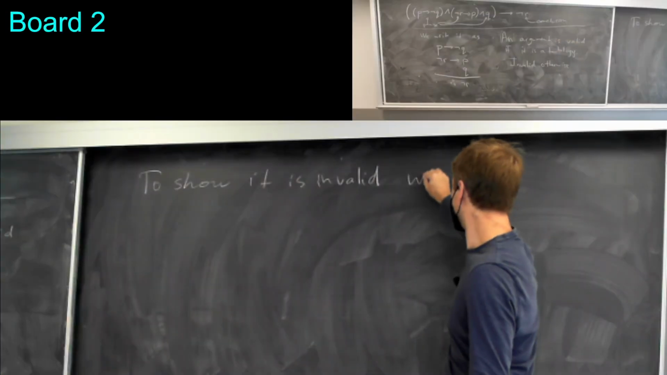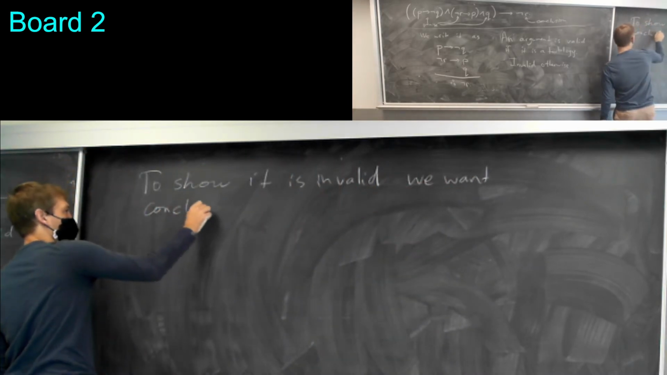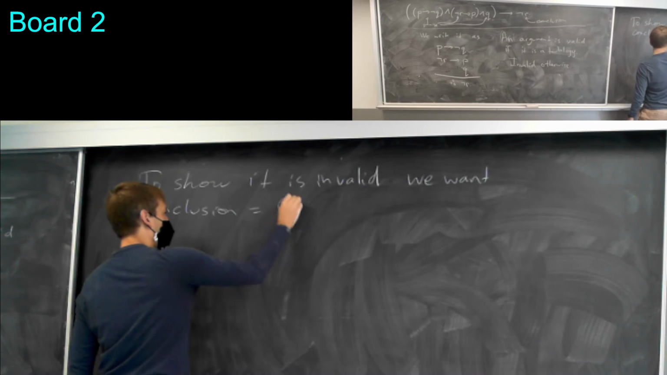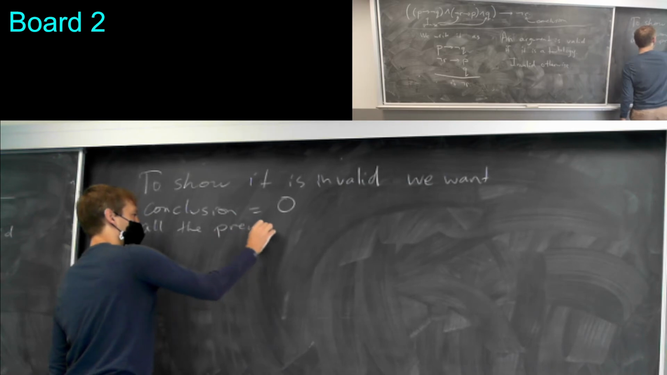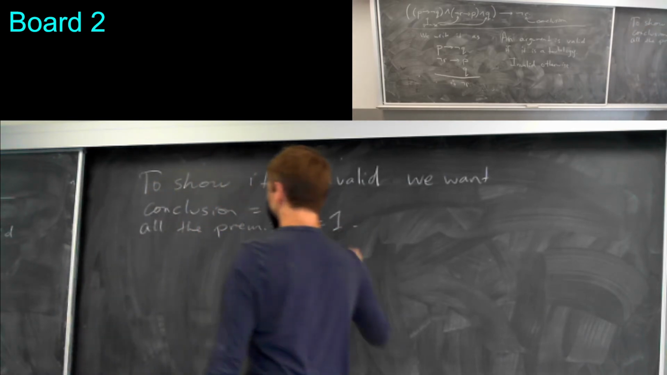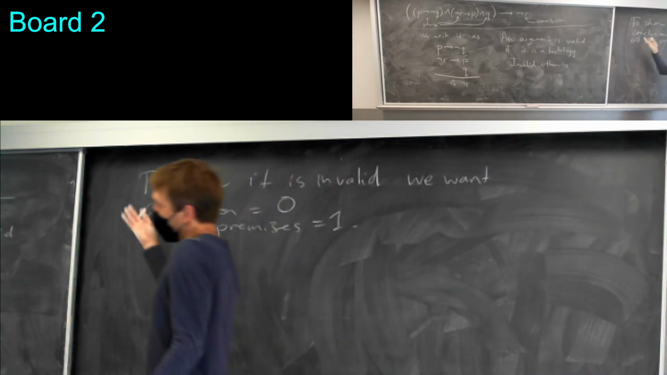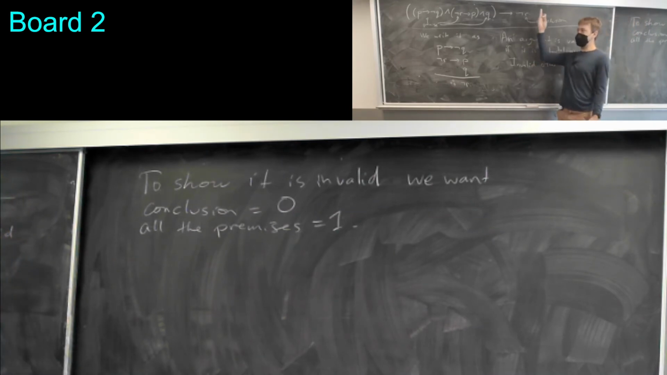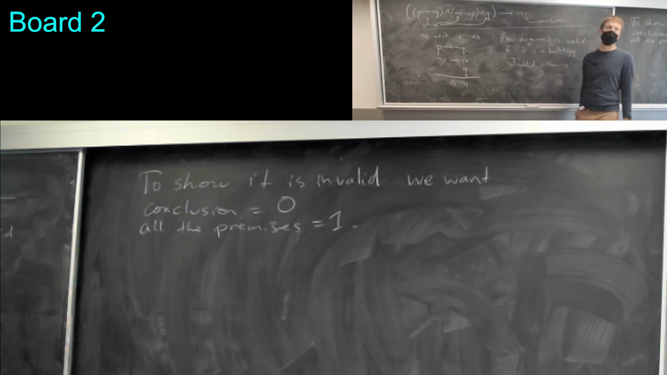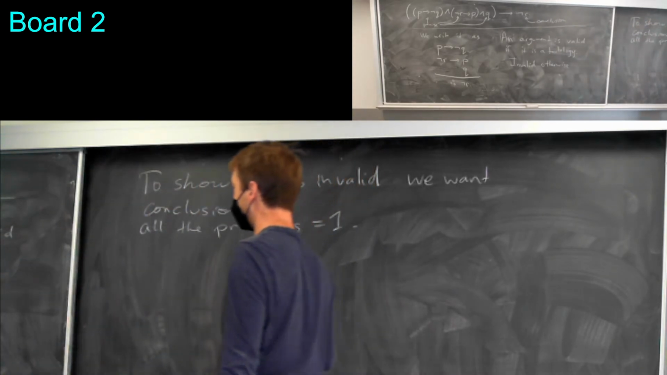So to show it's invalid, we want the conclusion to be false and all the premises to be true, every single premise. The way you did it is totally valid and totally works. I'll just do it in a different order, so we see that. I'm going to start with the conclusion and make it true. Sorry, no, make it false.